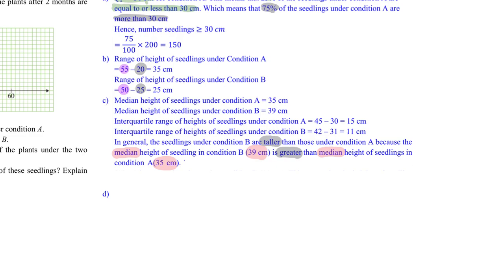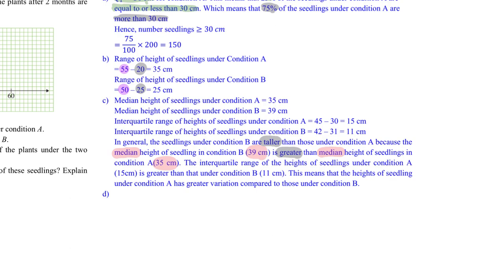As for the interquartile range, then this is what you will see also. Again, do indicate the interquartile range. The number, in this case 15, is greater than that of condition B. Well, this means that condition A has greater variation.